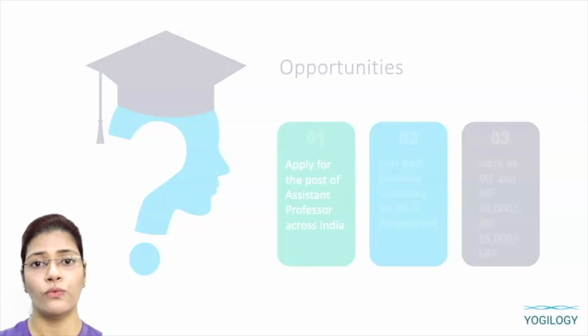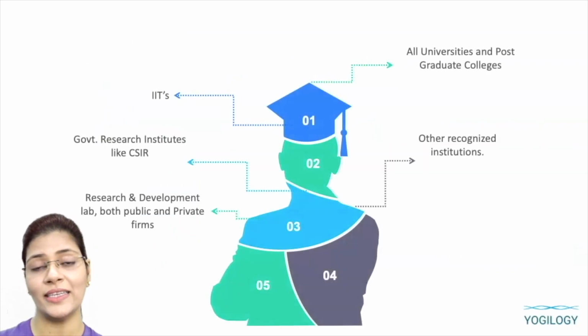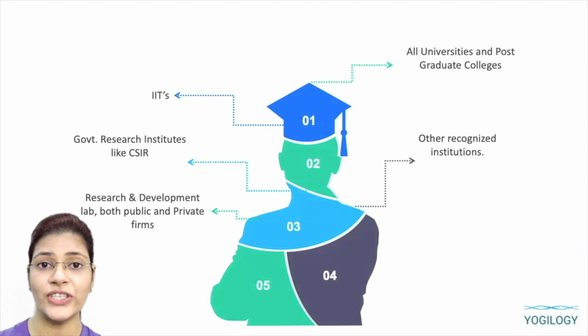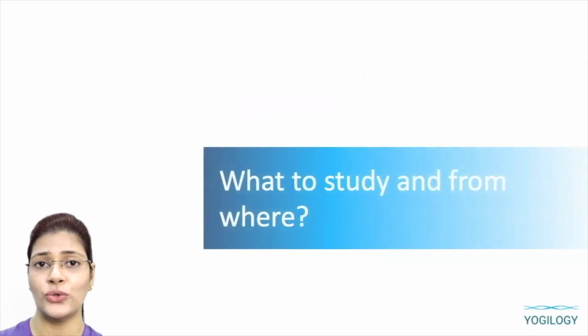Moving on, which other institutes can I join? All universities, IITs, postgraduate colleges, government research institutes like CSIR, research and development labs, both private and public firms, and other recognized institutions. What is the syllabus for CSIR NET and where should I study from?